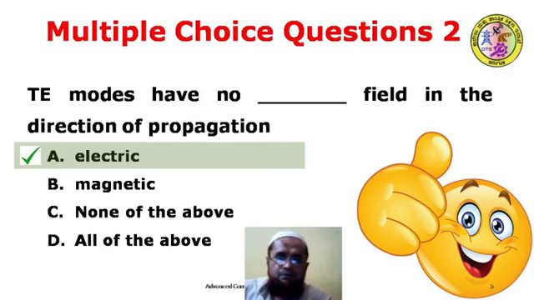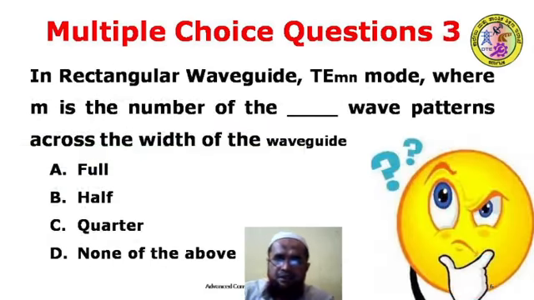Now the answer to question 2: TE modes have no electric field in the direction of propagation. Third question is, in rectangular waveguide TEmn mode, where m is the number of dash wave patterns across the width of waveguide: full wave, half wave, quarter wave, and fourth is none of the above. Full wave, sir. Let us see that.